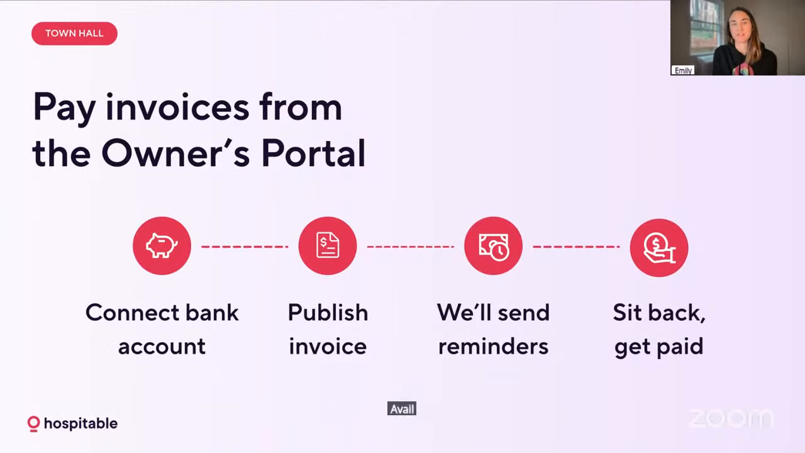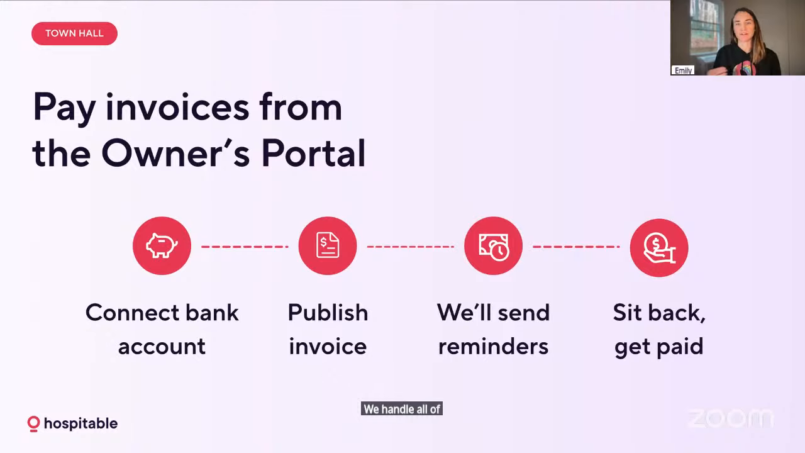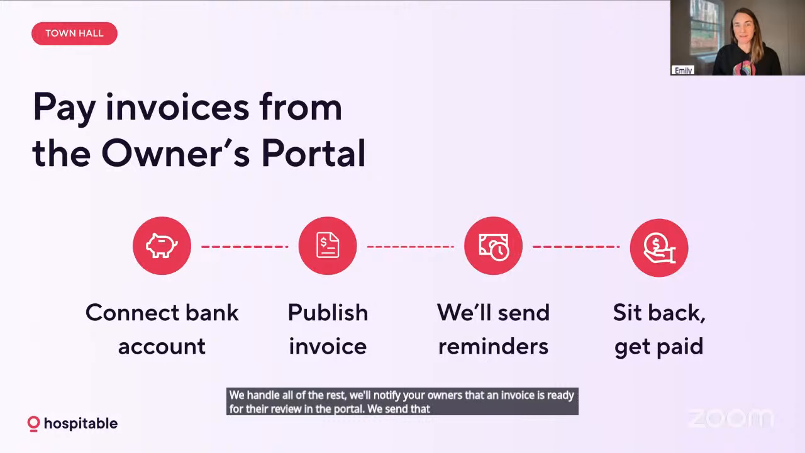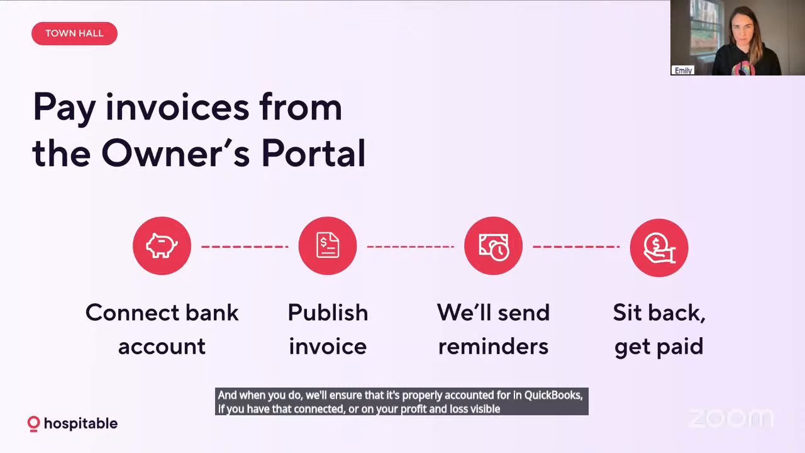Available now, your owners can pay invoices directly from the owner's portal. All you need to do is connect your bank account once and invite your owners to do the same. And then you just follow your normal monthly process for publishing invoices. We handle all of the rest. We'll notify your owners that an invoice is ready for their review in the portal. We send that notification from an email on your custom domain, so it looks like it's coming from you, your brand, and you sit back and you get paid. And when you do, we'll ensure that it's properly accounted for in QuickBooks if you have that connected, or on your profit and loss visible in Hospitable.